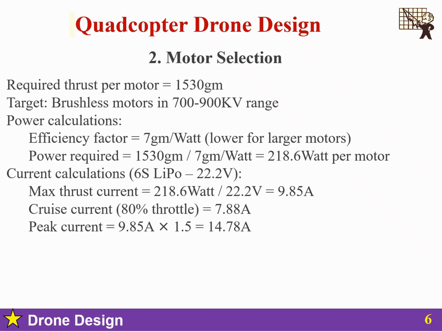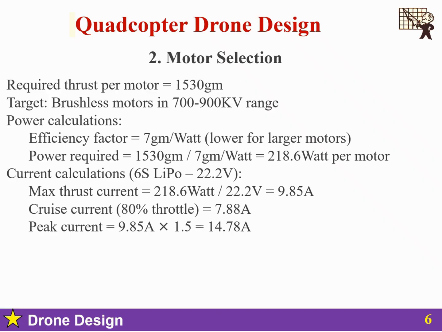Notice how current requirements haven't scaled as dramatically as power requirements. This is the advantage of higher voltage systems. Higher voltage means lower current for the same power, reducing resistive losses and heat generation. So we have completed the motor selection now.